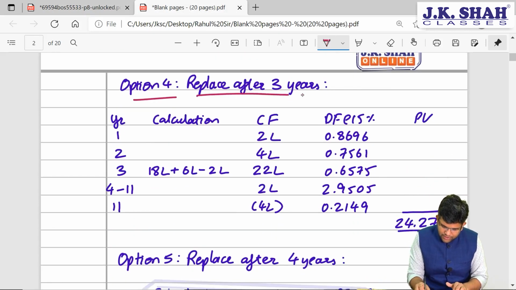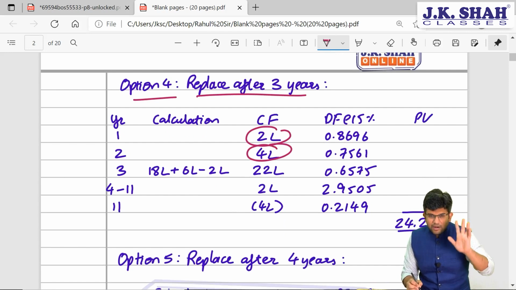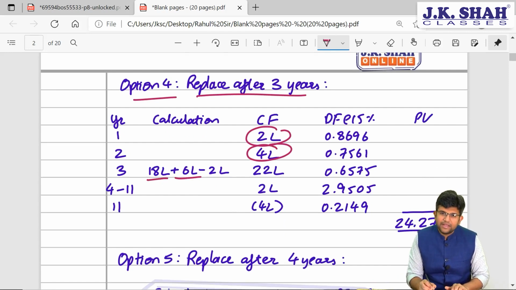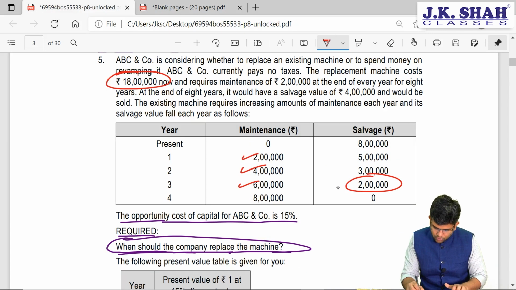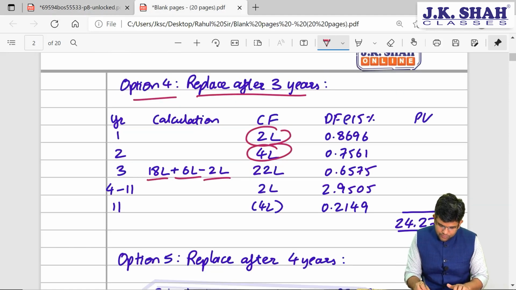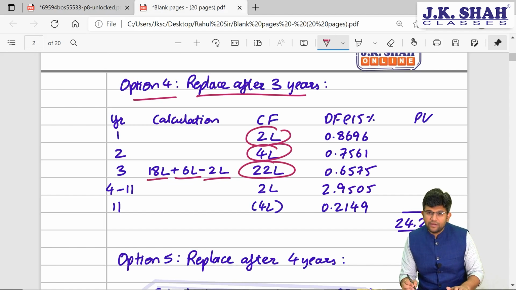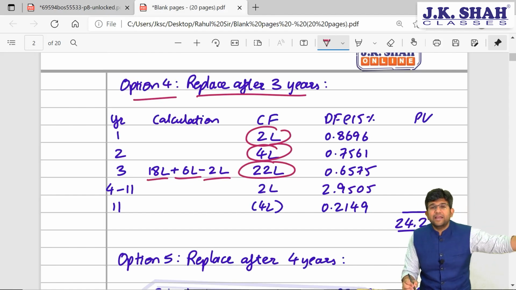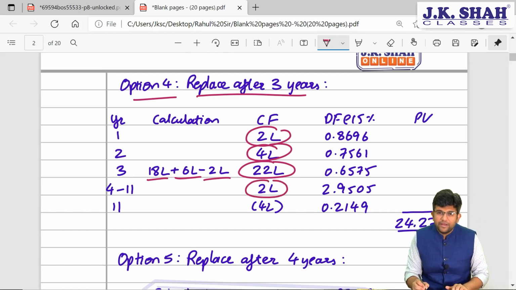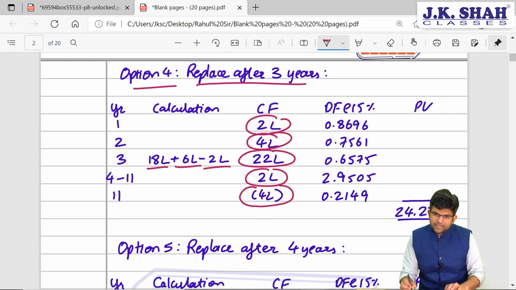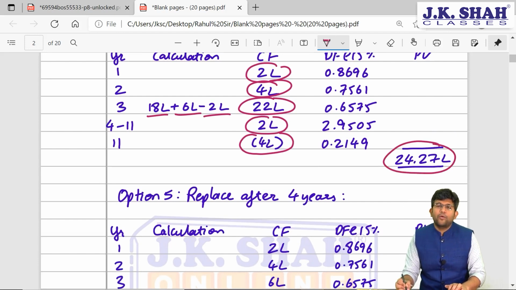Correct? Replace the machine after 3 years. For the first 2 years, of course, you will be maintaining the existing machine. Third year, you will purchase the new machine, pay for the maintenance of the third year, and then sell it off at rupees 2 lakhs. Everybody clear? So children, that gives you 22 lakh rupees cash outflow net at the end of year 3. Then from end of year 3 to end of year 11, 8 years, this new machine will run, for which your cash flows of maintenance will start from end of year 4 till end of year 11, 2 lakh rupees every year, correct? And at the end of 11th year, you will be getting the salvage back. Students, if we calculate the present value of cash outflow, it comes to 24.27 lakh.